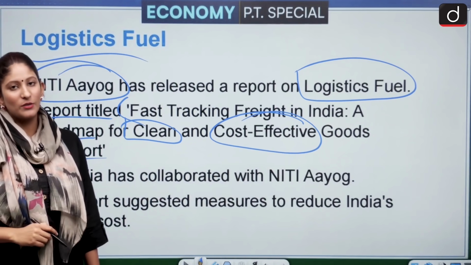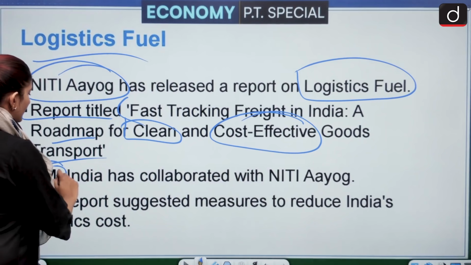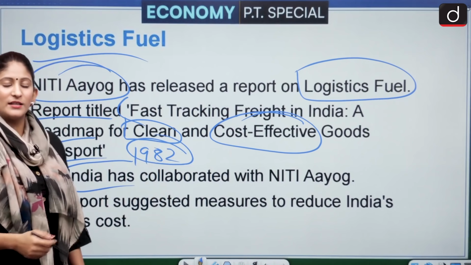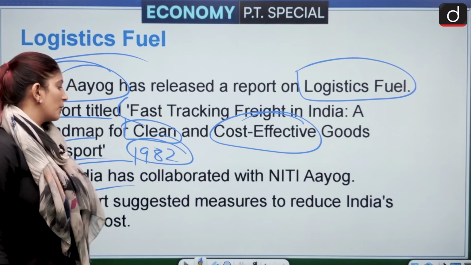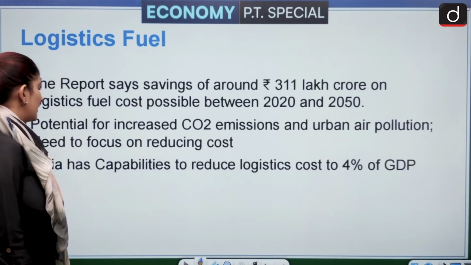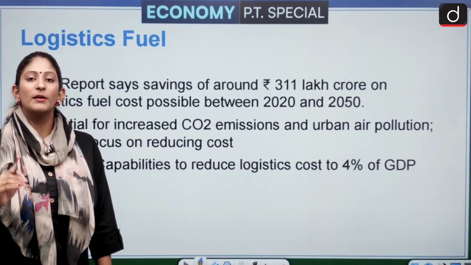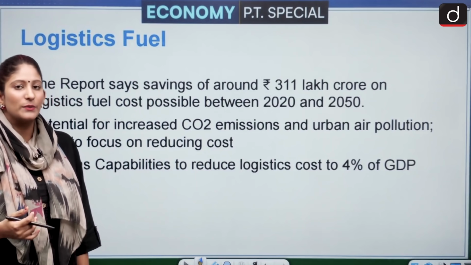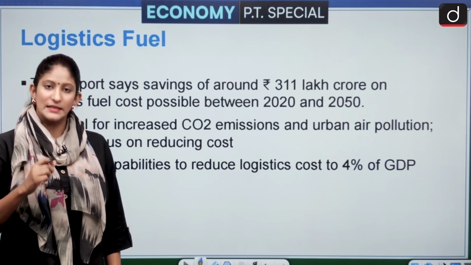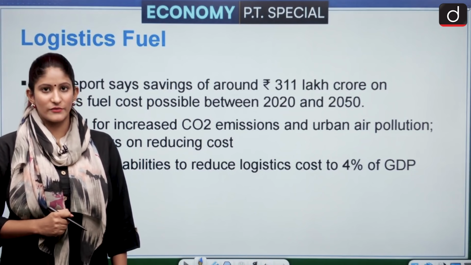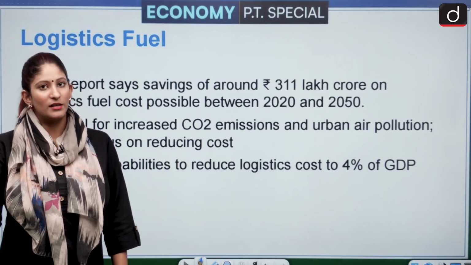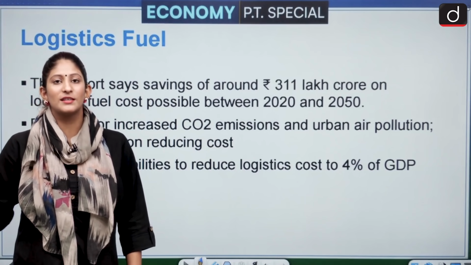The Rocky Mountain Institute of India, which is a not-for-profit organization established in 1982, has collaborated with NITI Aayog to publish this report. The report suggested measures to reduce India's carbon footprint as well as logistics cost, because India needs to reduce its carbon footprint, sequester carbon, and keep a tab on renewable energy as well. Renewable energy can go forward only if we try to curb our carbon footprint from coal and other fossil-based resources.